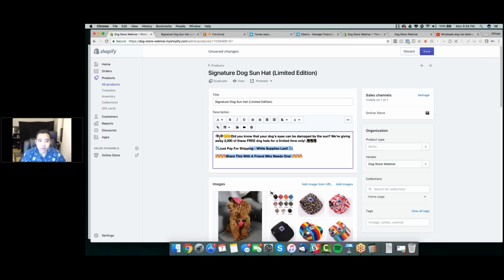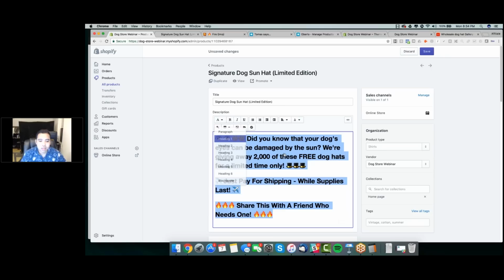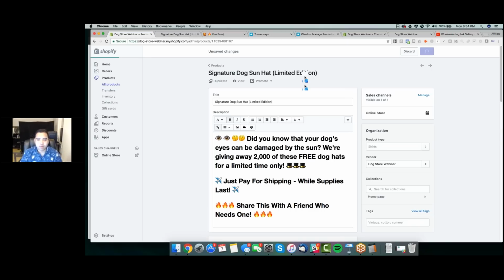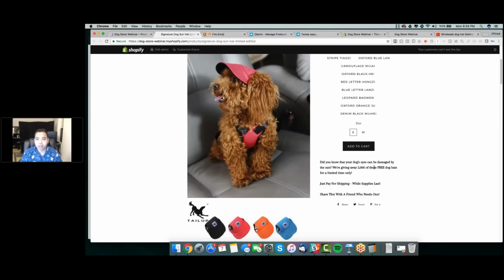Now I'm going to take this and make it bigger. I'm going to go into formatting and click heading 1. Look at how big that is. Then I'm going to make the just pay for shipping part bold. We're going to save that. Look at this. We took a boring old ad copy into something that's more attractive. Boom, look at that.